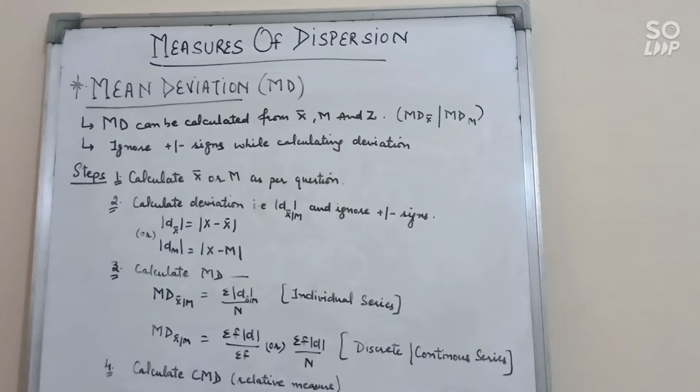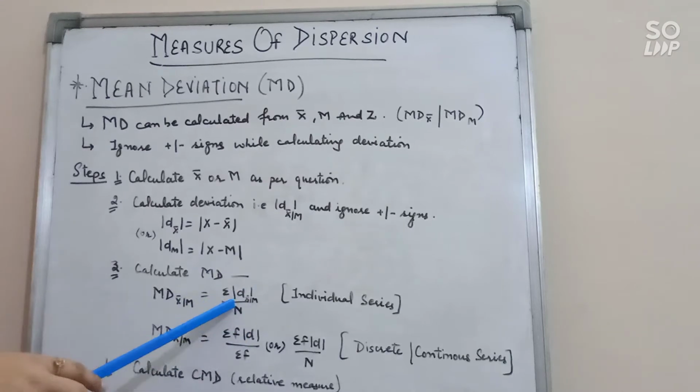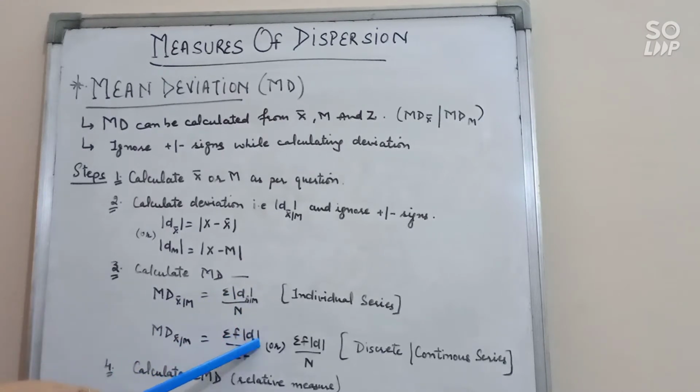Next, after calculating deviation, we will calculate mean deviation. Mean deviation means you need to find out the mean of deviation. Whenever you need to find out mean, you simply divide by the number of items. So mean deviation is sigma d upon n, where n means number of items. In individual series, n means number of items, and in discrete and continuous series, n means summation f. For mean deviation from mean and median, the formula remains the same, you just need to add f. So the formula will be sigma f d upon sigma f, or you can write sigma f d upon n, because sigma f means n. Clear? This is under discrete and continuous series.